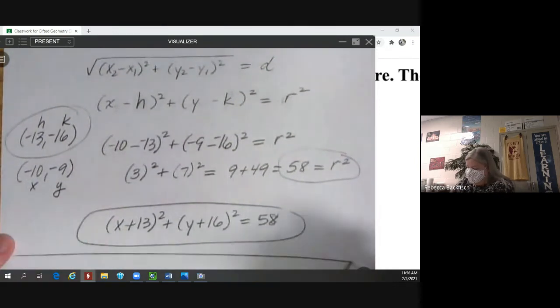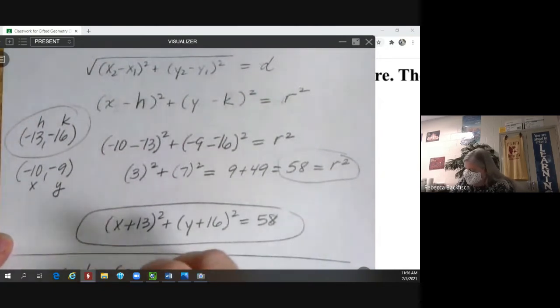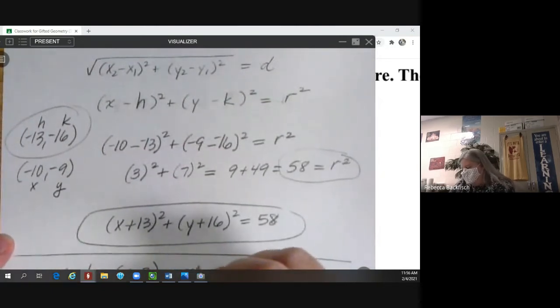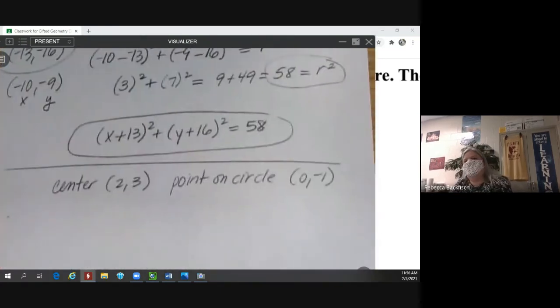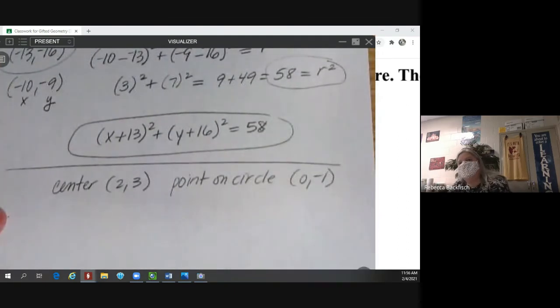All right, so now you do it with the center being at (2, 3), and a random point on the circle is (0, negative 1). Write the equation of the circle in standard form, given that information to start with.